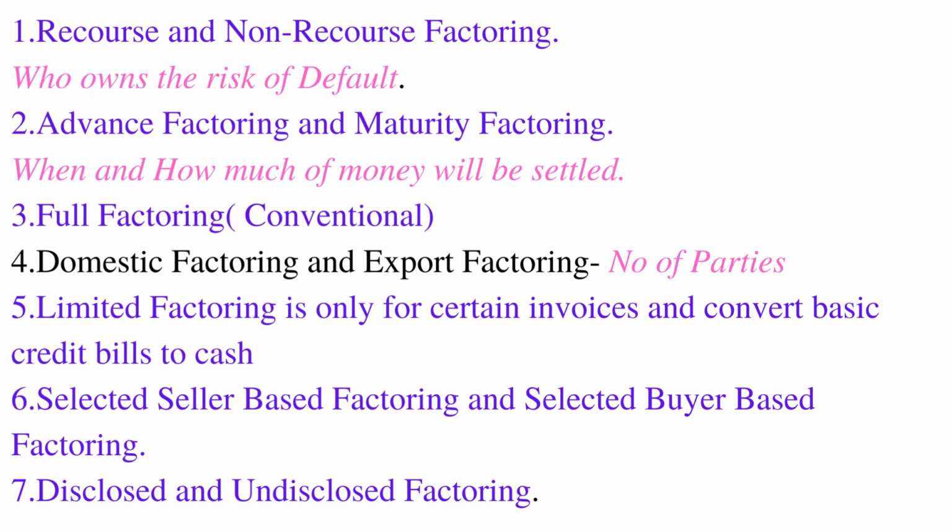take the risk. The second category is advance factoring or maturity factoring, which means when and how much of the money of the contract will be settled. In advance factoring, 75 to 85% of the contract money will be settled, but in case of maturity factoring, only on the date of contract maturity, the amount will be received.